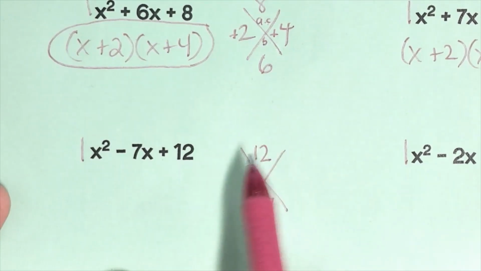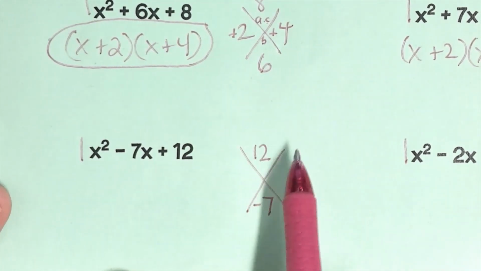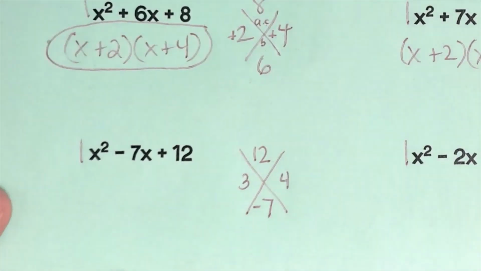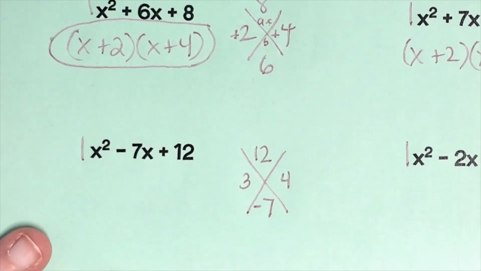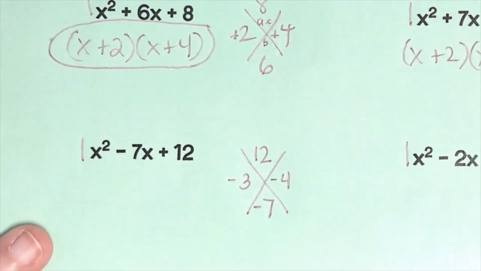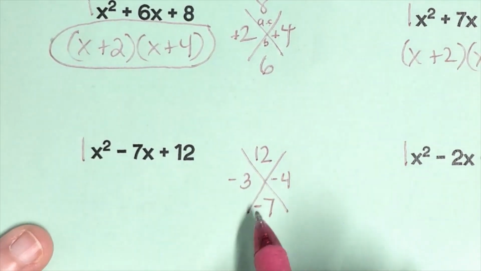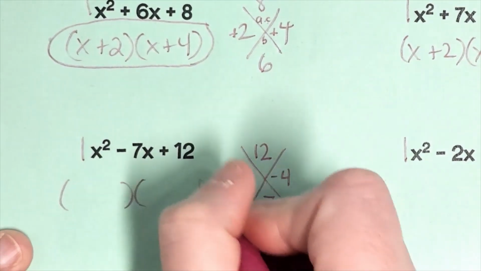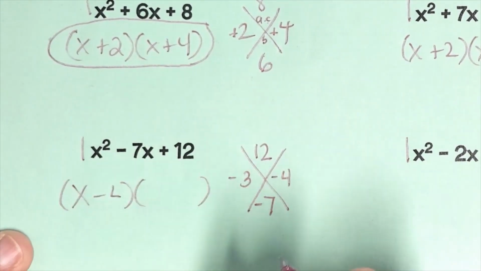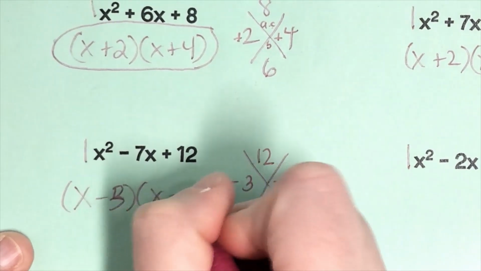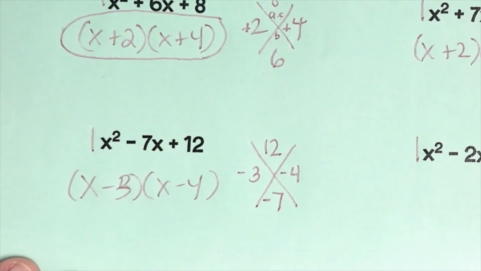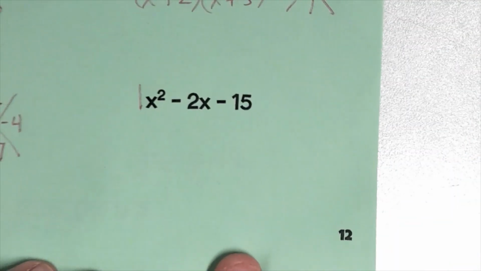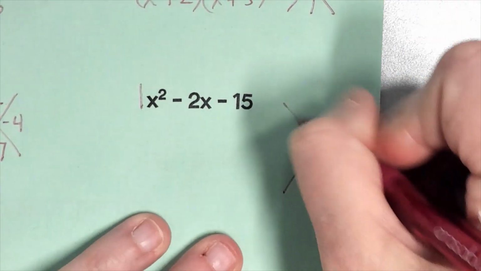2 times 6, 2 plus 6 adds up to 8. That's not it. 3 times 4, 3 plus 4 adds up to 7. But I don't want positive 7, I want negative 7. So I need to use my negative factors. Negative 3 times negative 4 multiplies to 12, and negative 3 plus negative 4 gives me negative 7. So now when I write my parentheses, I'm going to say X minus 3, X minus 4. Does it matter that I almost wrote X minus 4 first? No.